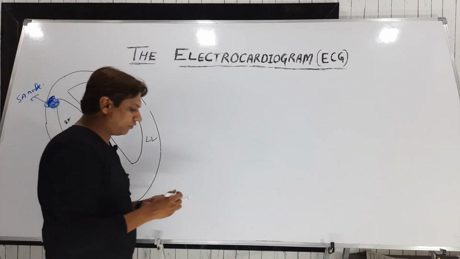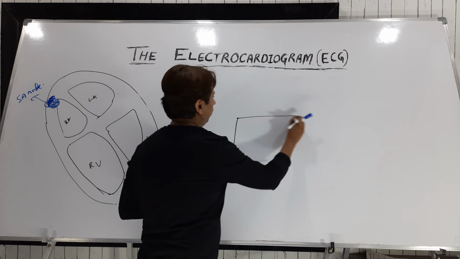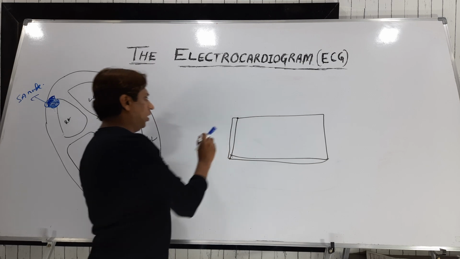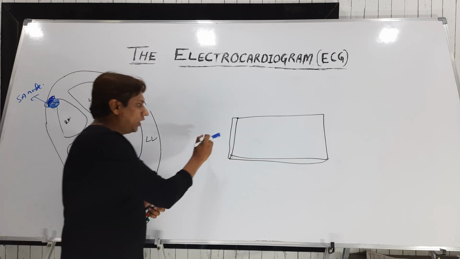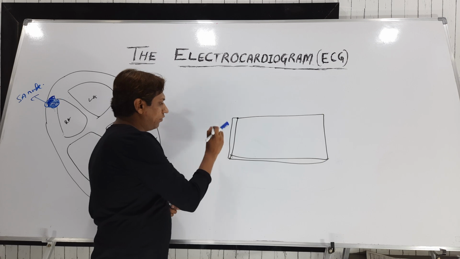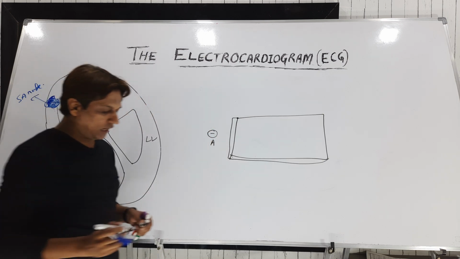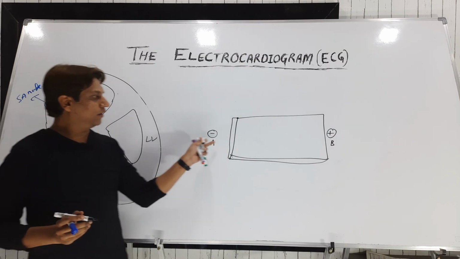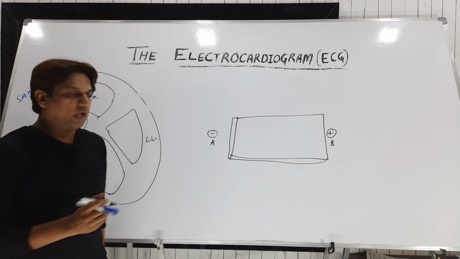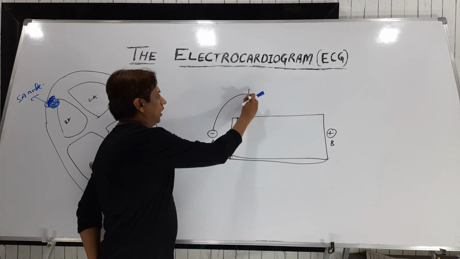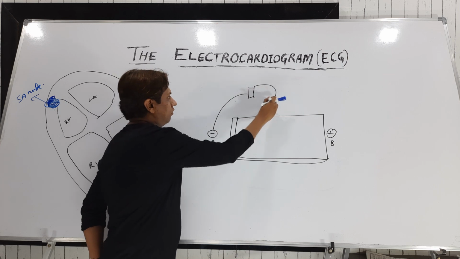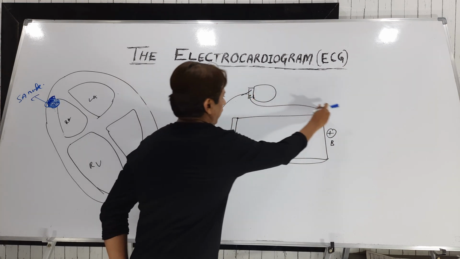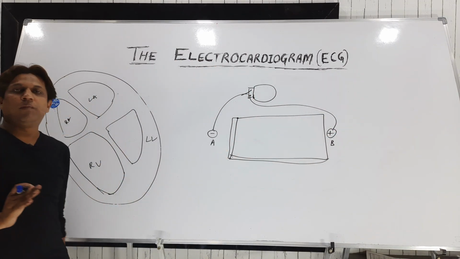If we take a small patch of myocardium here, and put one negative electrode on one side, which we will mark as point A, and one positive electrode, which we will mark as point B, both these electrodes are connected to a galvanometer, which will record the change in the electrical activity. So negative electrode here and positive electrode here, on the piece of cardiac muscle.